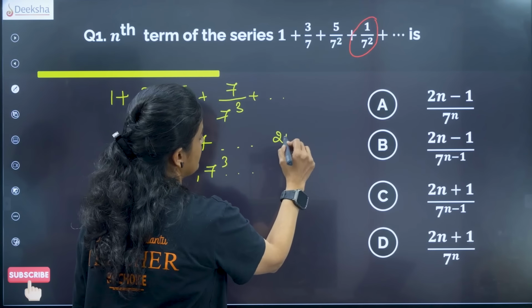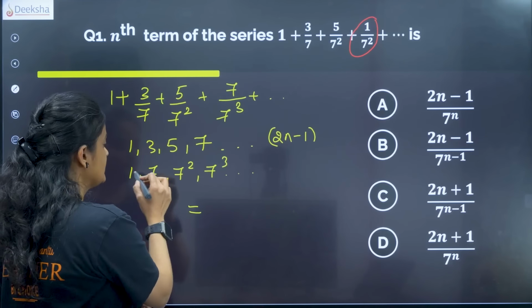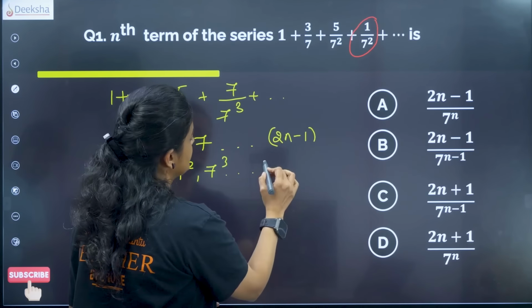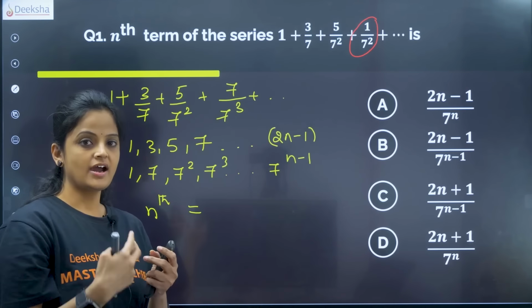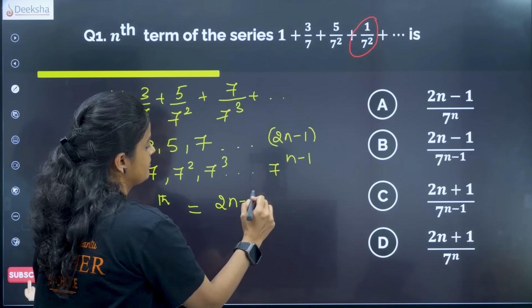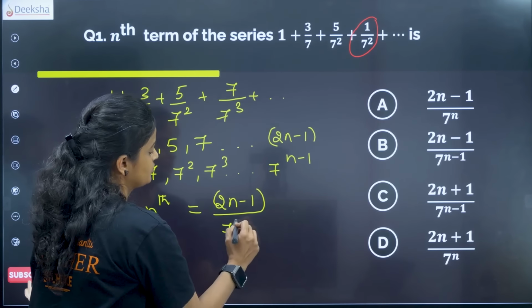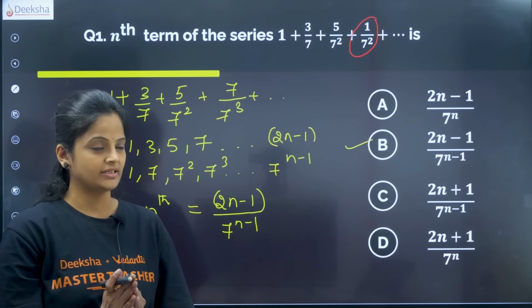That will be 2n minus 1. This is one way to solve. 1, 7, 7 square, 7 cube, then 7 to the power of n minus 1. So anyway we are having the AP and GP, no? So take 2n minus 1 divided by 7 to the power of n minus 1 and you will get option B. This is one method.